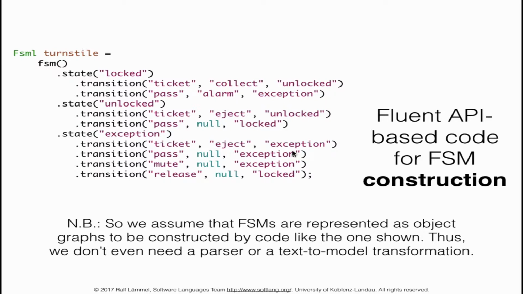So this is how we could construct maybe the turnstile FSM in the Java code if we assume that we have a fluent API on top of the object model that you just saw. So we use nice method chaining and all this to construct an object graph for the turnstile FSM.